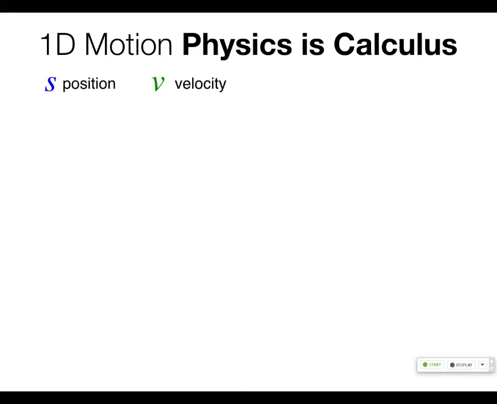Then we have velocity, okay? And velocity is essentially speed, but it's a vector, so it's speed with a direction. All right? So if I say you're going 60 miles per hour, is that speed or velocity? Speed. If I say you're going 60 miles per hour due west, velocity. Okay? So you have to have speed and direction.